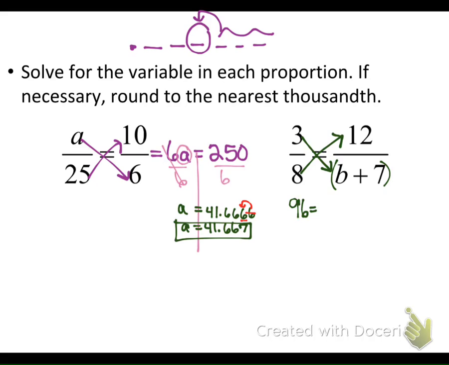So that means I'm going to take 3 times b and get... Okay. Then I'm going to take 3 times positive 7 and get... Times, not add? Positive 21. Okay, so basically I just distributed. I took 3 times b, 3 times positive 7.